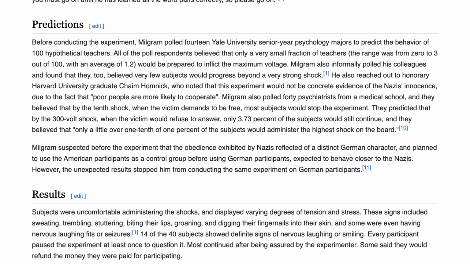As the voltage of the fake shocks increased, the learner began making audible protests, such as banging repeatedly on the wall that separated him from the teacher. In every condition the learner makes a predetermined sound or word. When the highest voltages were reached, the learner fell silent.